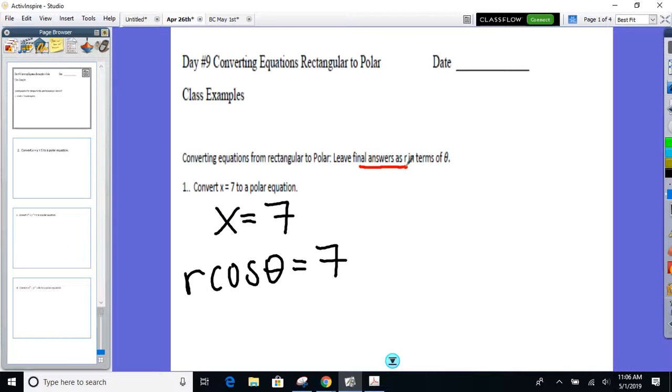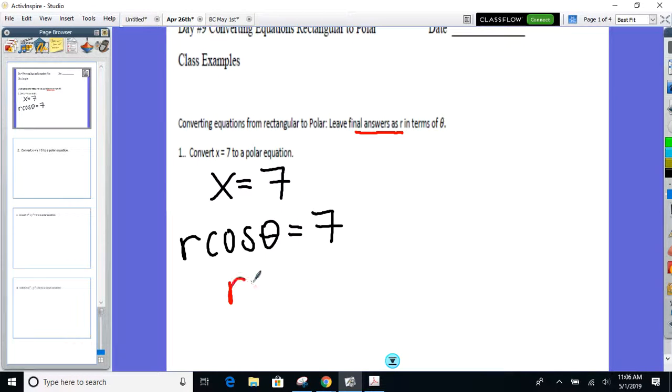Okay, so I need to get that r by itself. So what do you think? How do I get rid of the cosine? Divide it. Yep, ready? r equals 7 divided by cosine theta. And that would be the equation in polar.